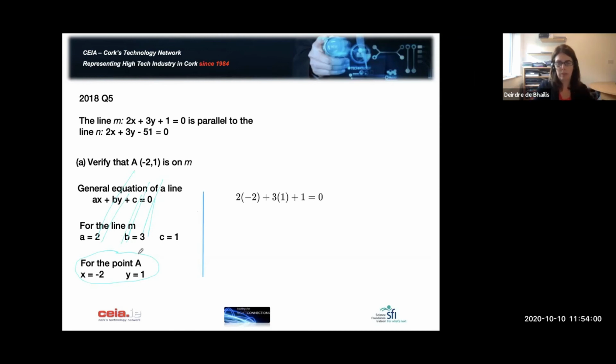When we pop it in, we get -4 plus 3 plus 1 equals 0. And we're saying that's correct. We'll end up with -4 plus 4 is equal to 0. Again, don't just leave it at that. Say specifically that the point A is a part of M, the line M. So we have shown, we have verified that that is the case. Because if you just leave -4 plus 4 is equal to 0, it's not sufficient to just tidy up the answer there.